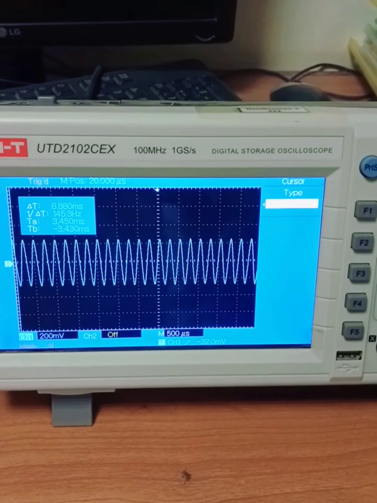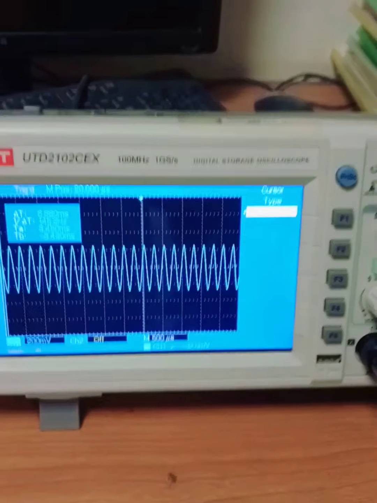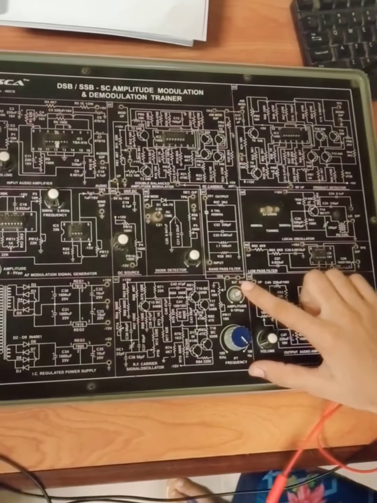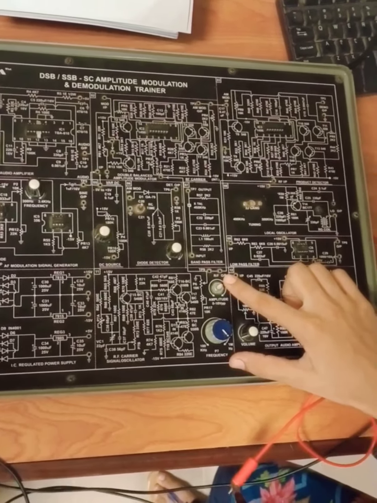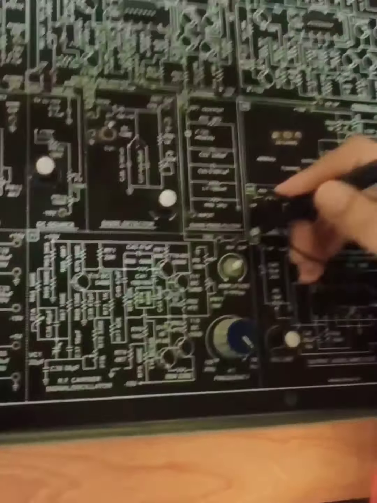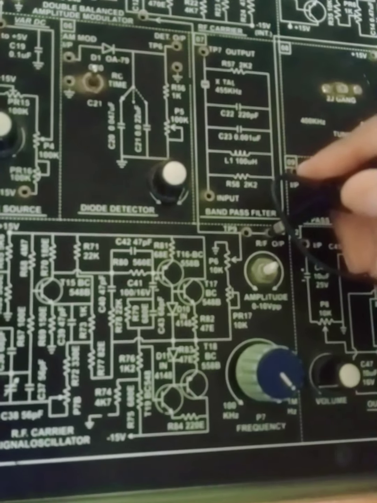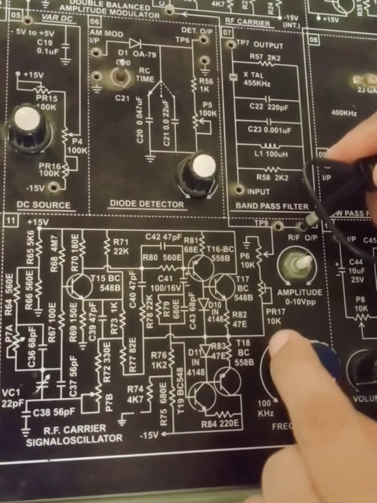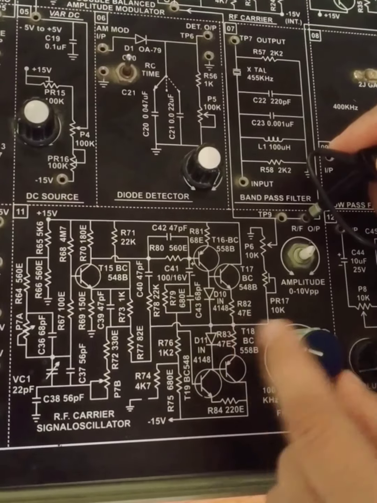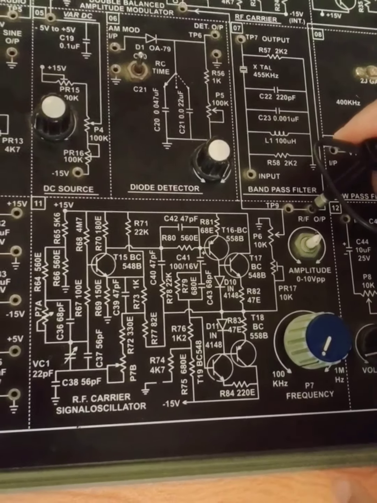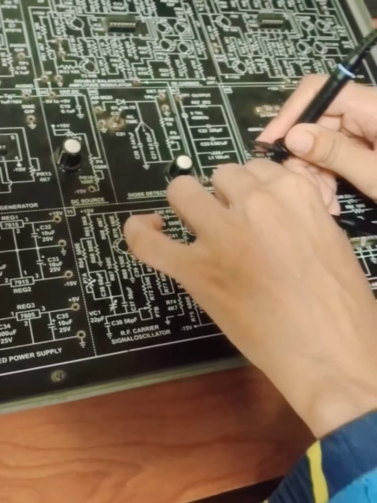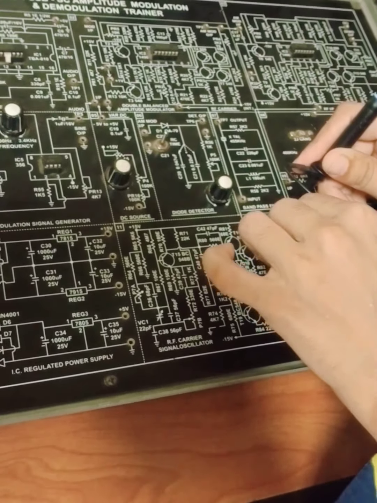We will see the difference between the carrier signal and the message signal. As we have already discussed, for the carrier signal, that is also known as the radio frequency signal, we will take the output from this node, and we will vary the frequency from this node. You can see the range of radio frequency is approximately 100 kilohertz to 1 megahertz, and also we will vary the amplitude from this node. We can also see it on the oscilloscope as well.